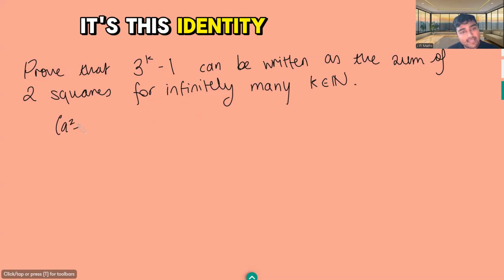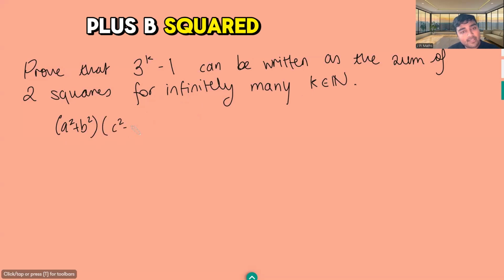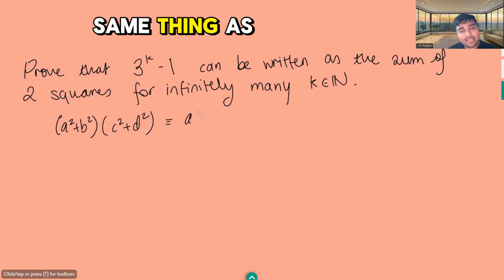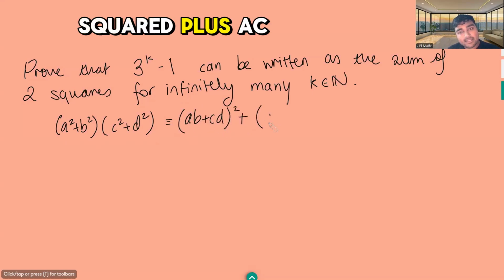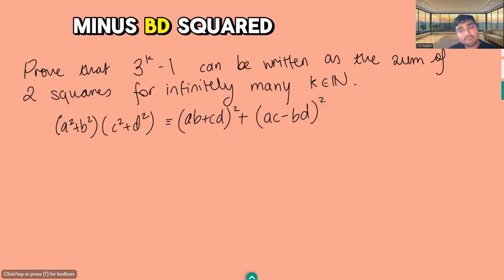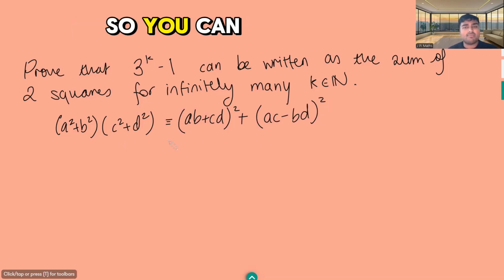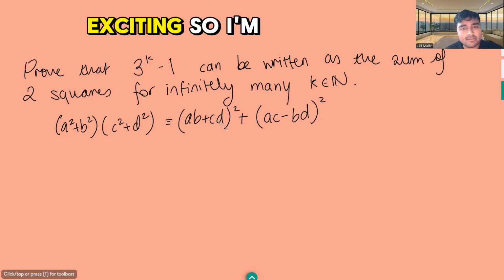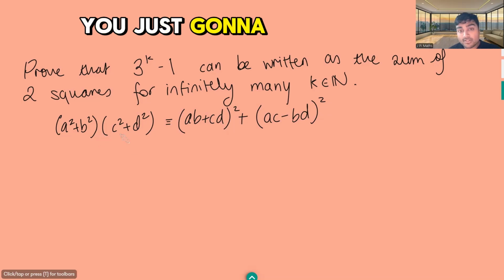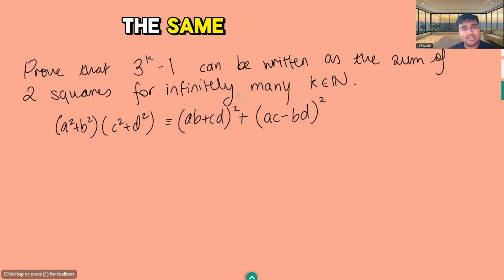It's this identity here: (a² + b²)(c² + d²) is the exact same thing as (ac + bd)² + (ad - bc)². You can just verify this by expanding it if you've not seen this before. It's not super exciting, so I'm not going to do that here. You're just going to have to trust that these two things are the same.